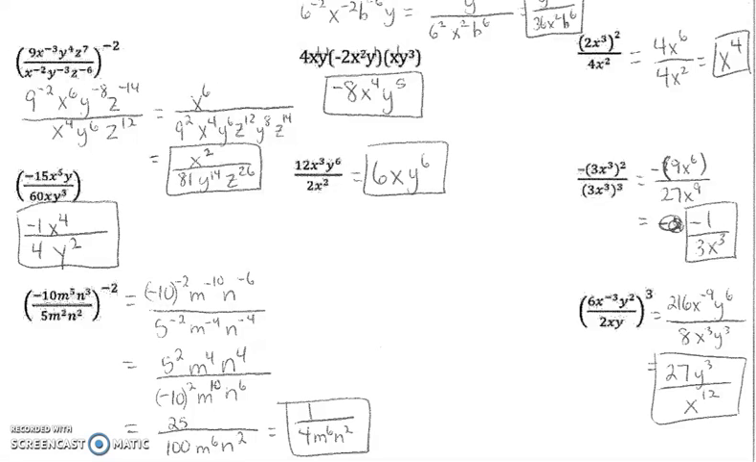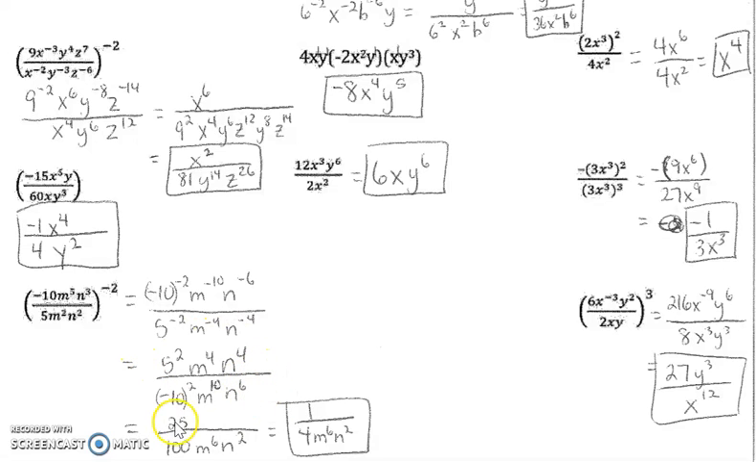So, going back to the first one, you take this negative 2 and you put it on every single part. Negative 10 to the negative second, m to the negative 10th, n to the negative 6th. 5 to the negative second, m to the negative fourth, n to the negative fourth. So what you're going to do basically is everything on the top is going to go to the bottom, and everything on the bottom is going to go to the top, and that makes everything have positive exponents. So that's what happened there.